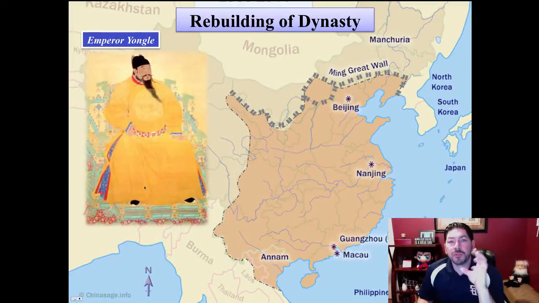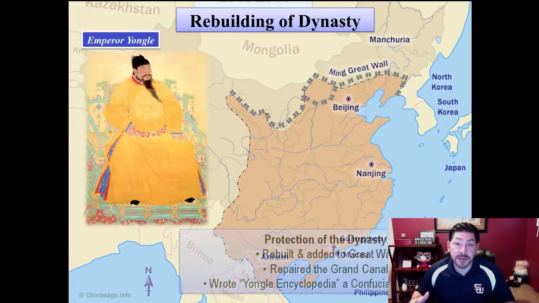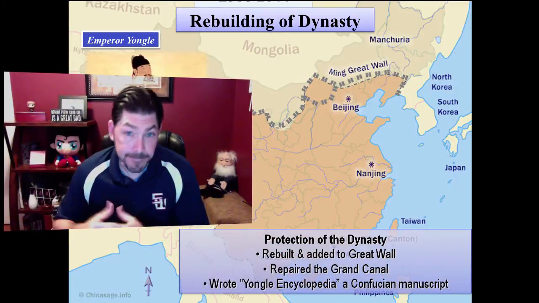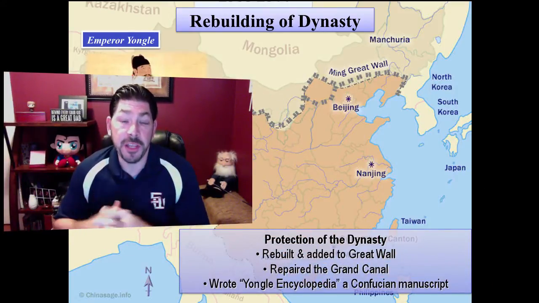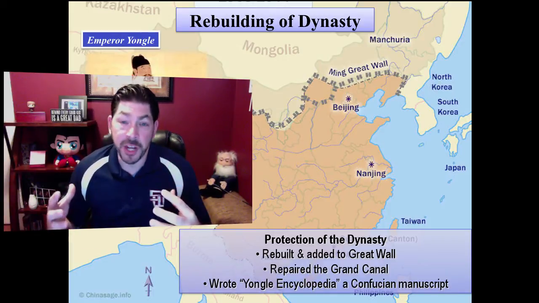So Emperor Yongle was really going to benefit from the foundation that Emperor Hongwu had left behind. But he still had some problems of his own. Part of that was to defend the northern borders, especially from Mongols who were still around and still a threat to the Ming. So he rebuilt and added to the Great Wall of China.